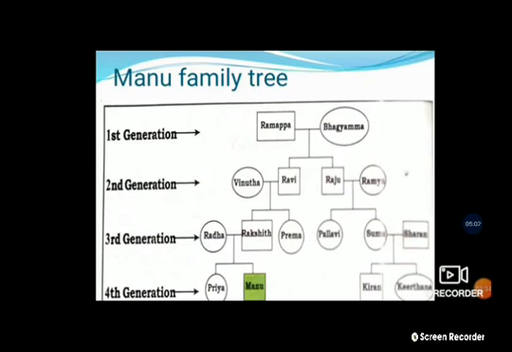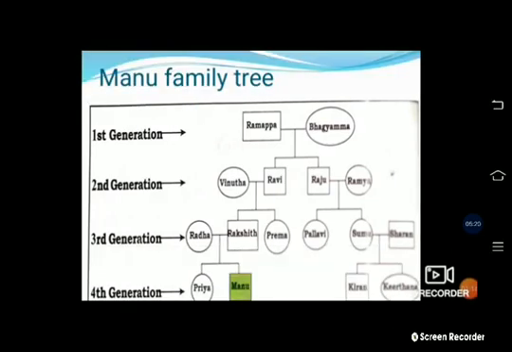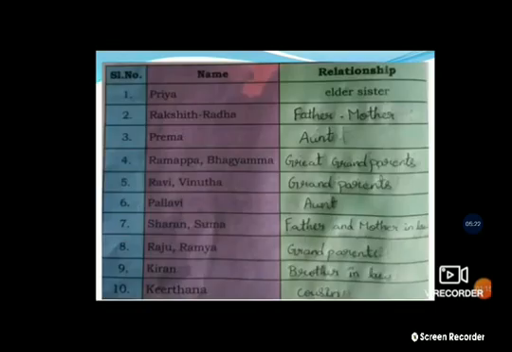So it is a joint family because Manu's family has four generations. After this I will talk about the joint family and the nuclear family. What is a nuclear family and a joint family? Why do we call them nuclear family and joint family? So observe it, it is in your textbook also.